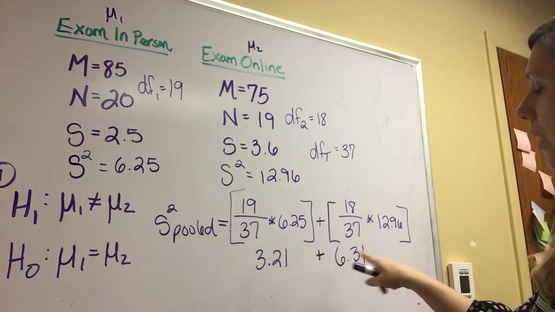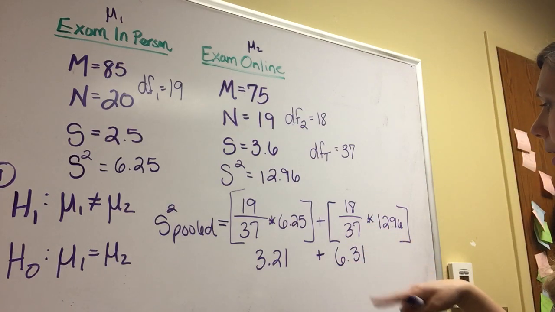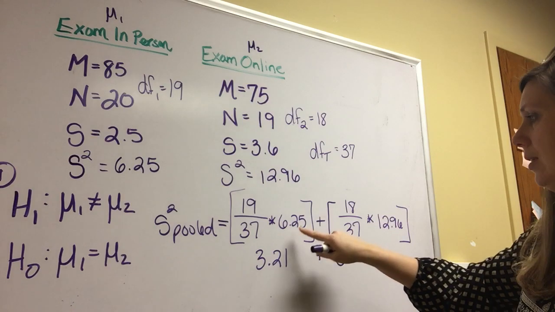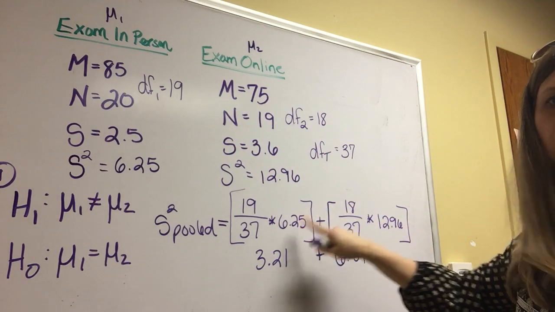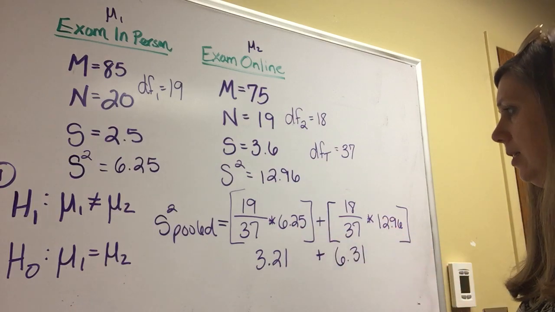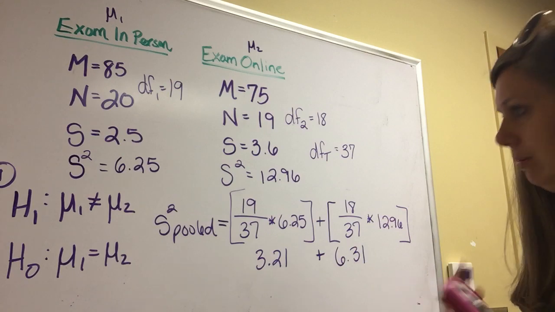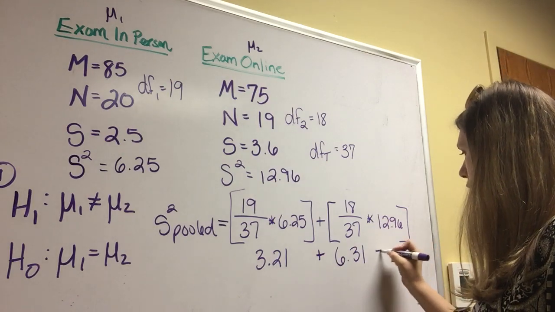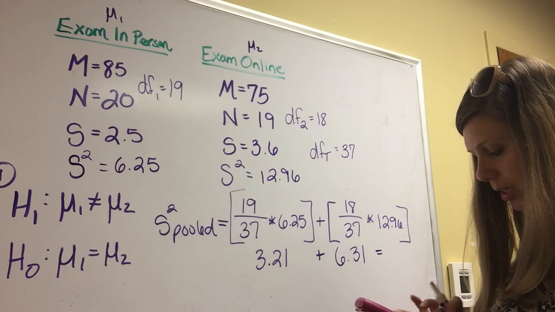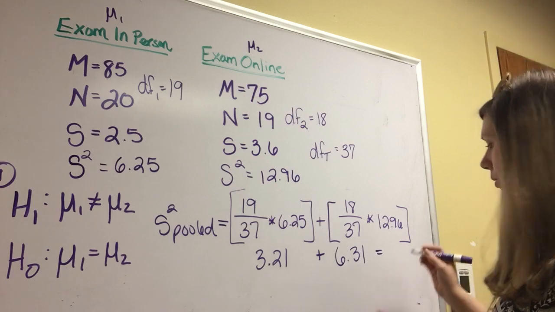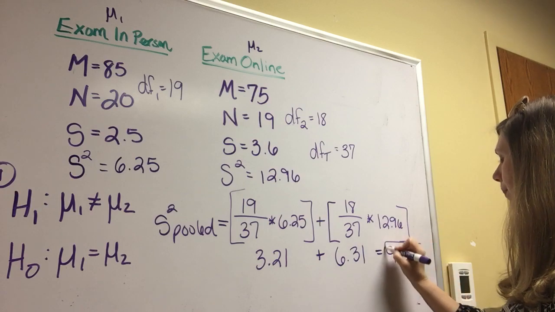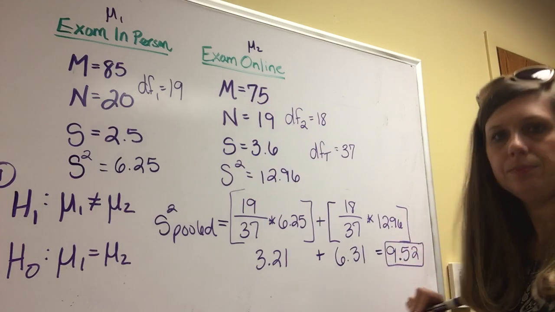Okay, so if I add these two together, I can already tell I'm going to get like 9.52. And it's important for me to make sure that that's somewhere in the middle of the two variances that I have, 6.25 and 12.96. Getting something that's 9-ish is probably going to be right. So we've got 3.21 plus 6.31 equals 9.52. Okay, so that is my pooled variance.